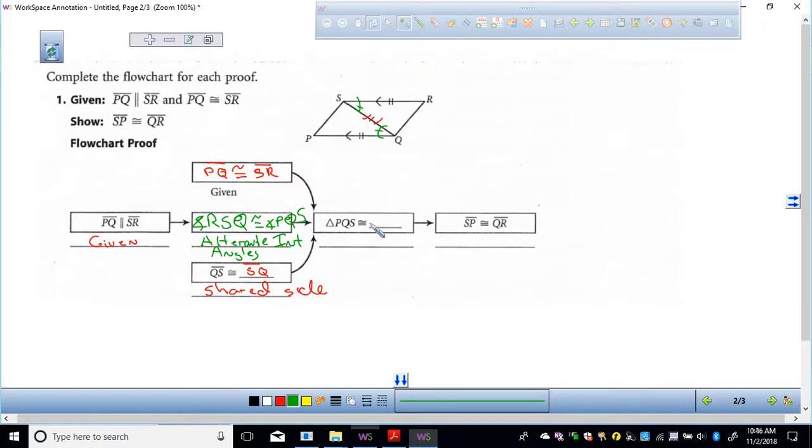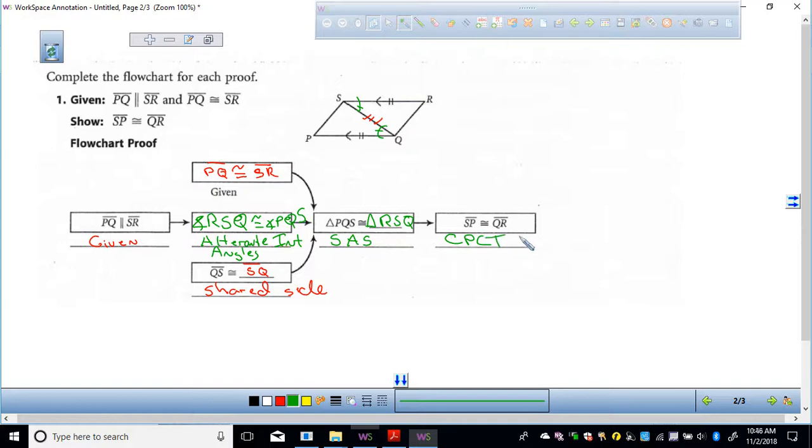So that means that triangle PQS is congruent to triangle RSQ. Why? SAS conjecture, side angle side, very good. Therefore, once the triangles are congruent, the corresponding parts are congruent. So what goes here? CPCTC, very good.